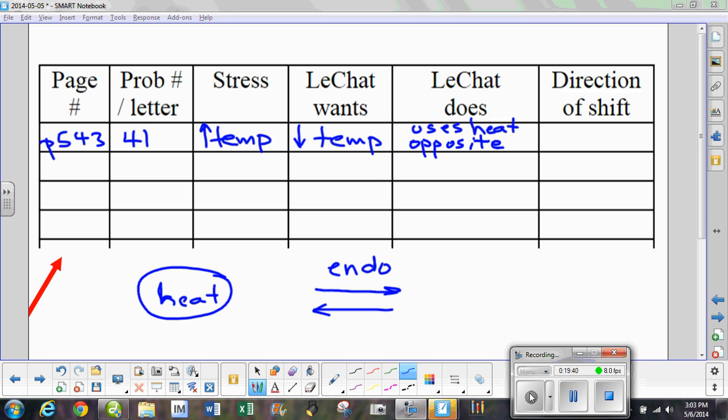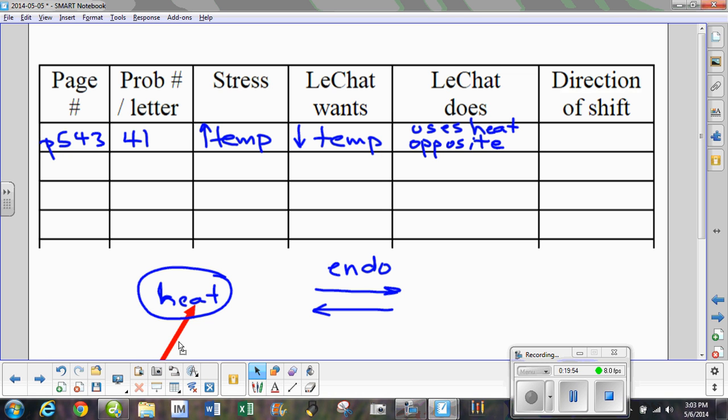And now, if he's using the heat, and we're trying to figure out what the LeChat thing is, when he goes opposite, which side is heat on? Left. Okay. And so, opposite of left is? Right. And that's the shift.